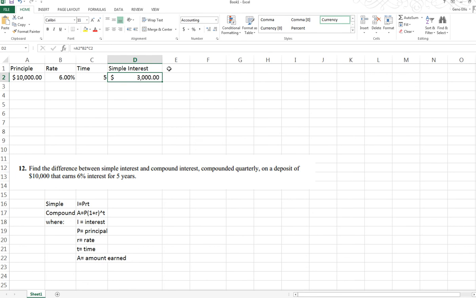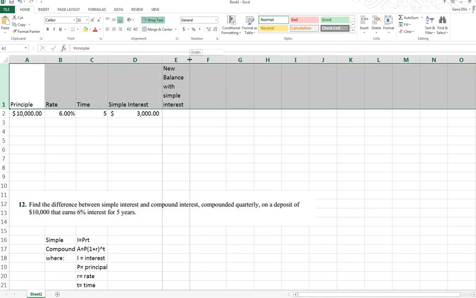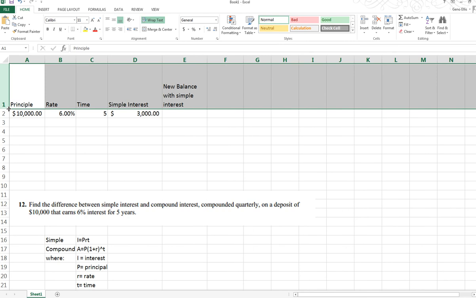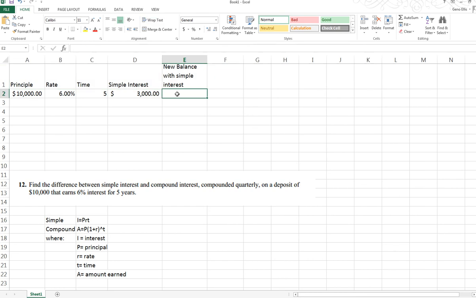Okay. And let's say we wanted to find the new balance with simple interest. Let's see. Make this look a little bit nicer here. Oops, too far. So the new balance would be equal to the original balance plus the interest we earned. So after 5 years, $10,000 plus $3,000 more would give us $13,000. Okay, that's simple interest.